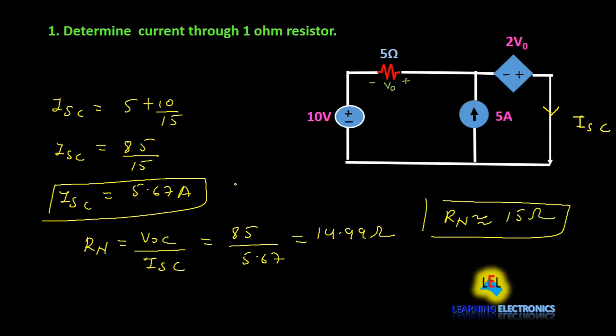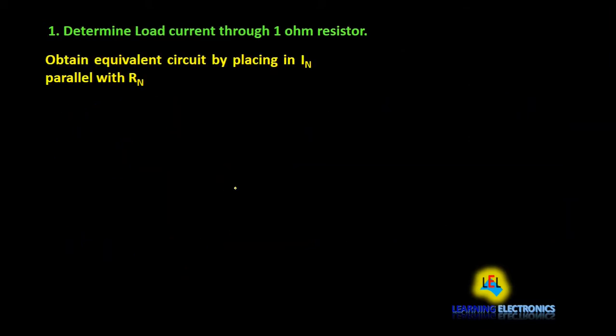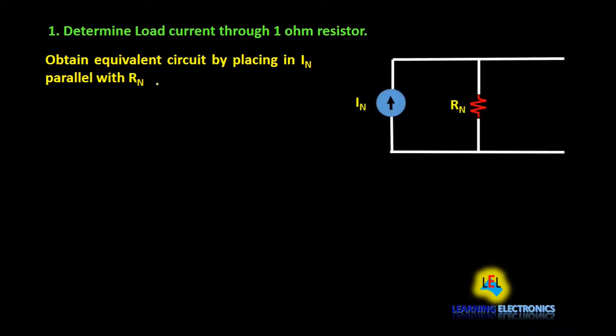Now we know that the short circuit current ISC is equal to Norton current IN. So IN will also be equal to 5.67 ampere. Next step is to obtain the Norton equivalent circuit by placing IN in parallel with RN. So this is the Norton equivalent circuit.